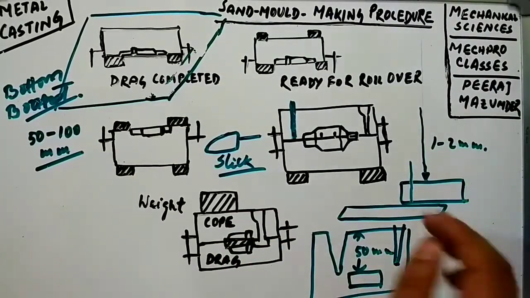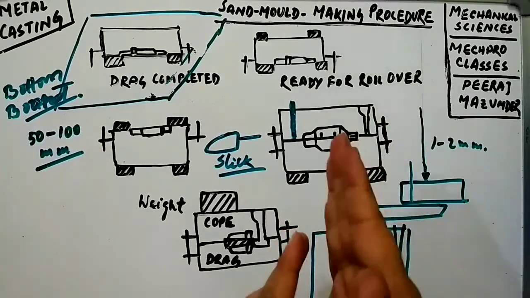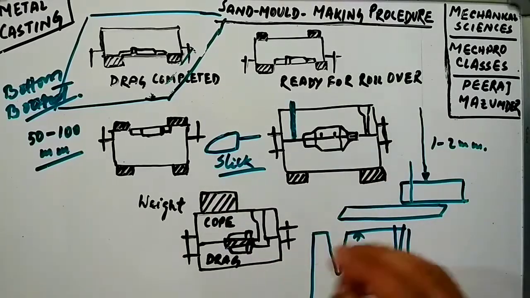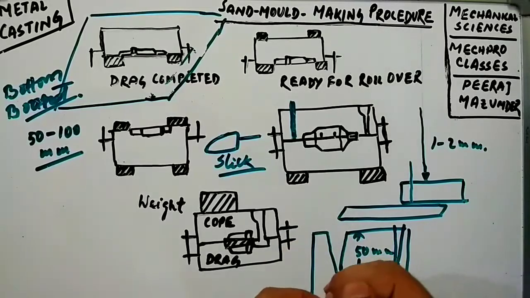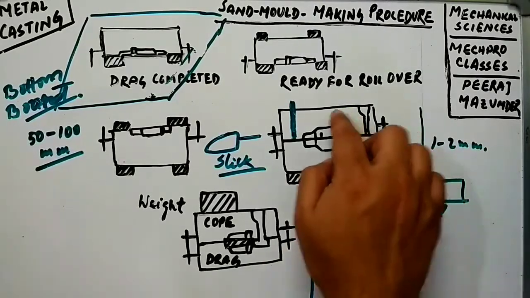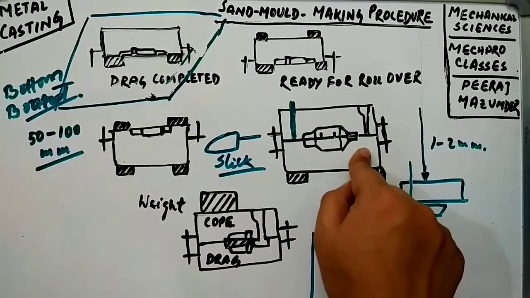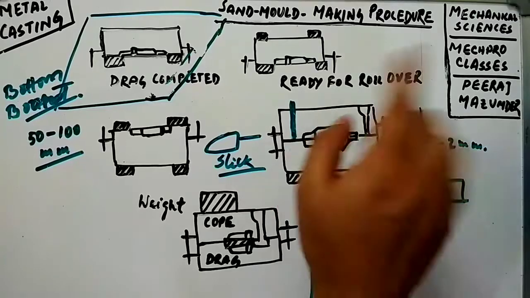Now the sand is rammed. You have to ram the sand. Again, the excess sand is scraped and vent holes are made all over the cope. You have to make vent holes all over the cope, as in the drag, where we already made vent holes. So we again perform the same operation to make the vent holes.